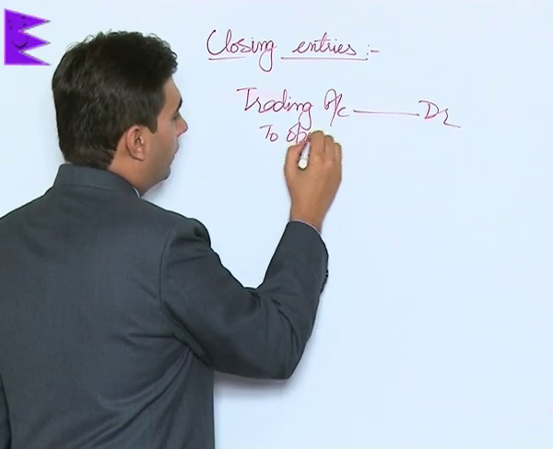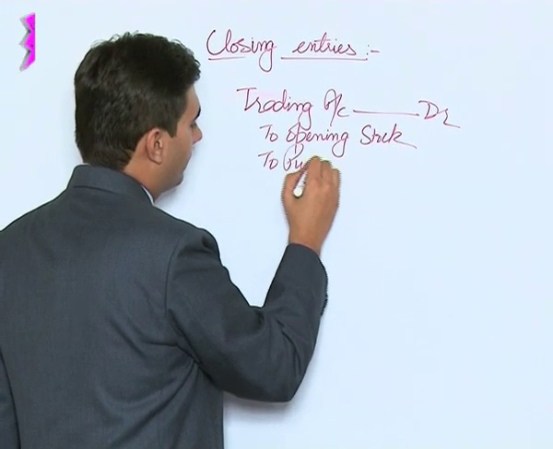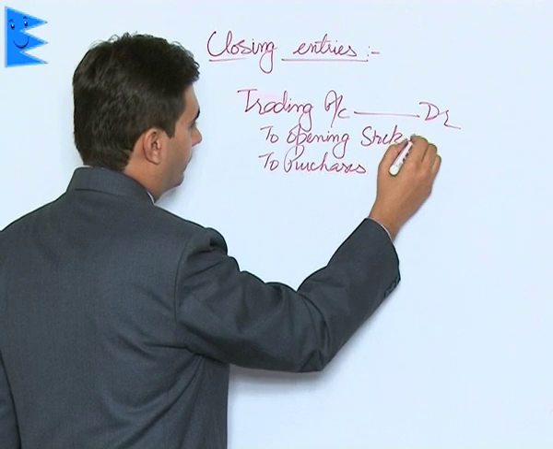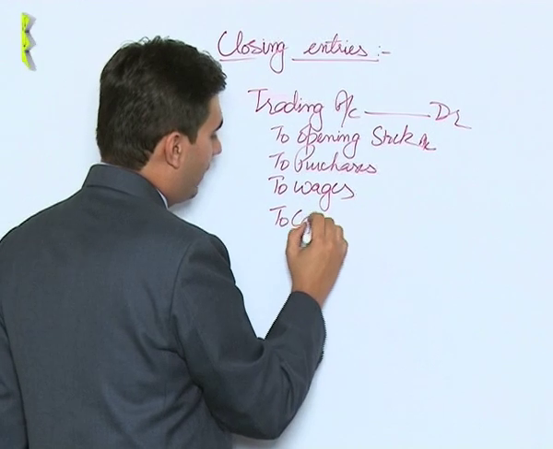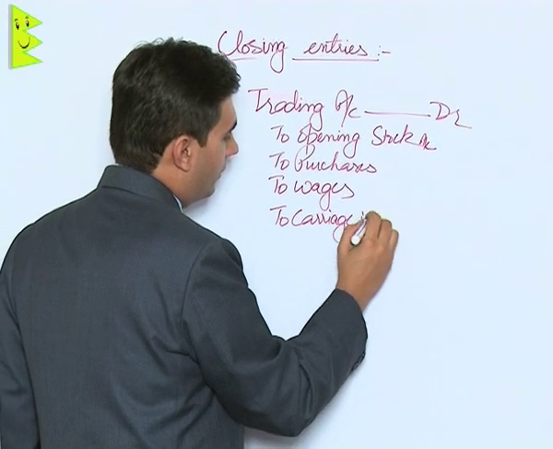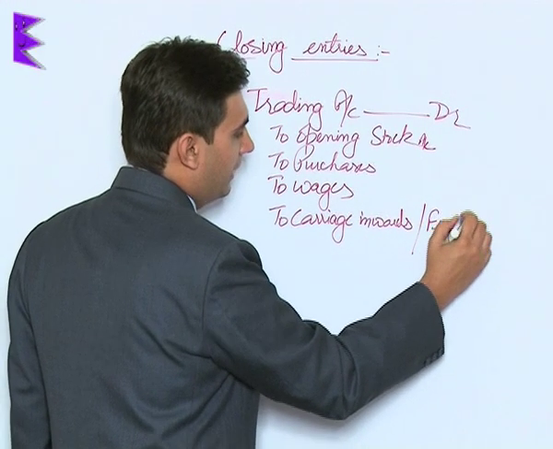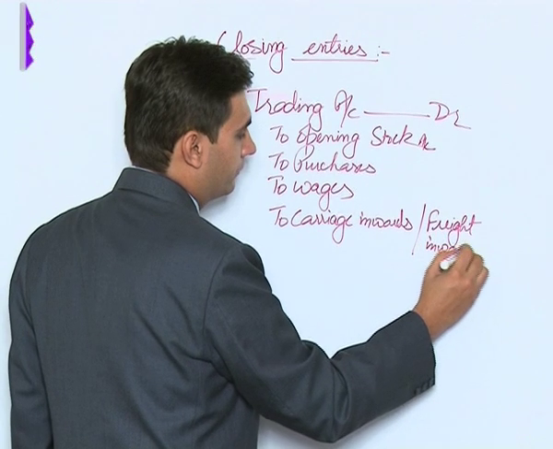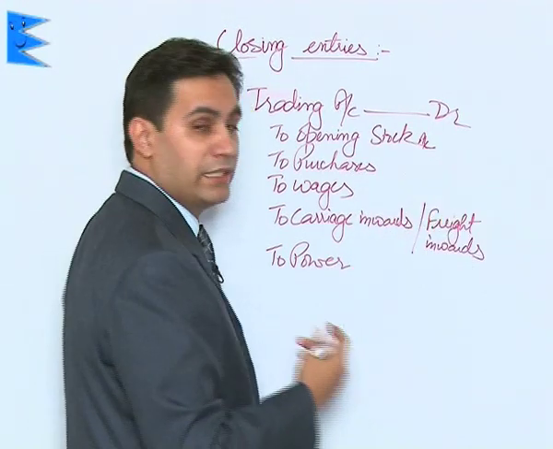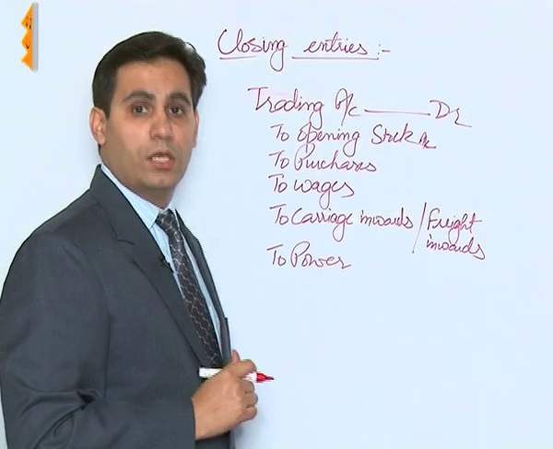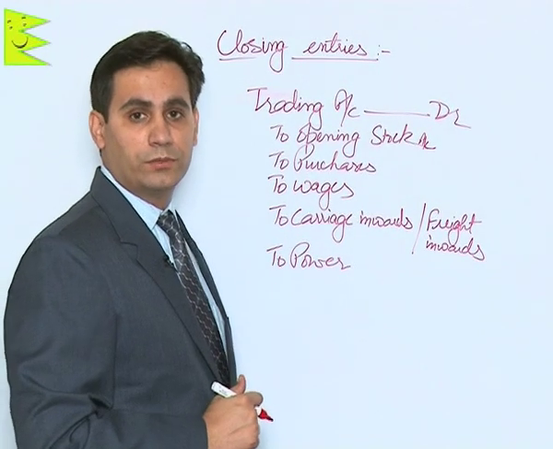to opening stock, to purchases, to wages, to carriage inwards. You can always have freight in place of this, that is freight inwards, to power, and any other direct expenses that are given in the question. So remember, direct expenses are closed by transferring them to trading account.